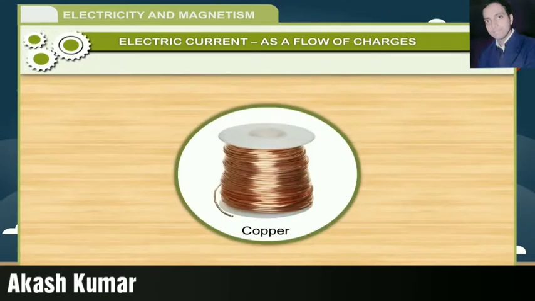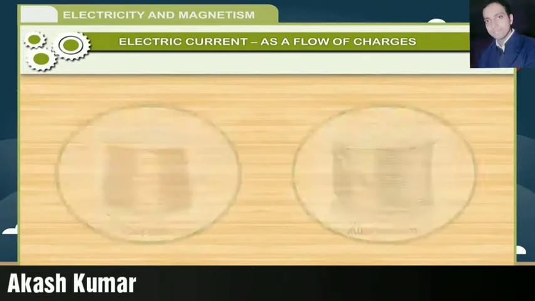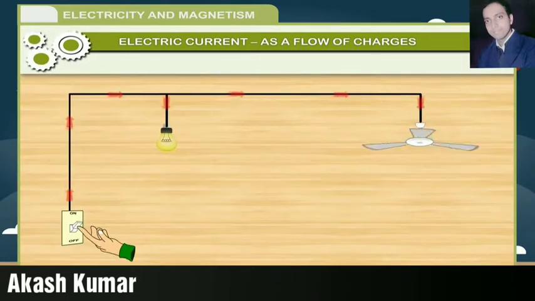The free electrons of a good conductor of electricity, such as copper, aluminium, etc., start flowing in one direction when connected to a source of electricity. That means when we switch on the bulb or fan, the electricity flowing through the wires is actually the flow of electrons. This flow of electrons, electric charges, through a conductor is known as an electric current.